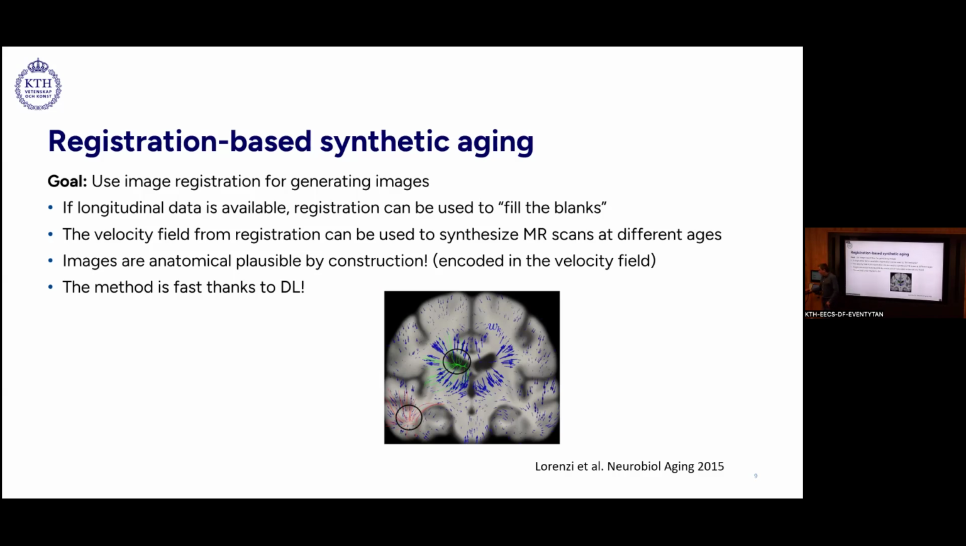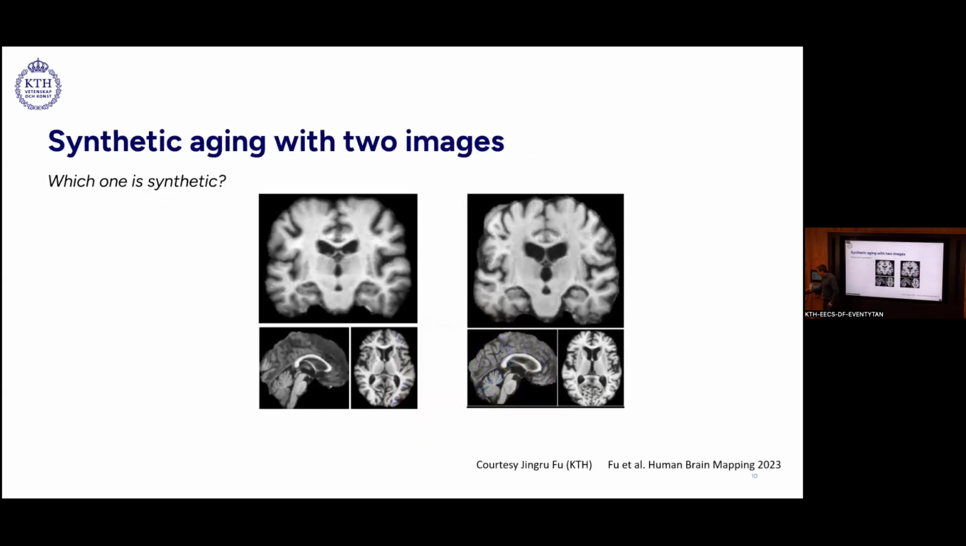Basically what you do is a registration, and then you interpolate with this deformation field that I mentioned before. The method is very fast because we are just using deep learning for that. You can see here one example. One of these images is synthetic and the other is real. Do you want to make a guess which is which?